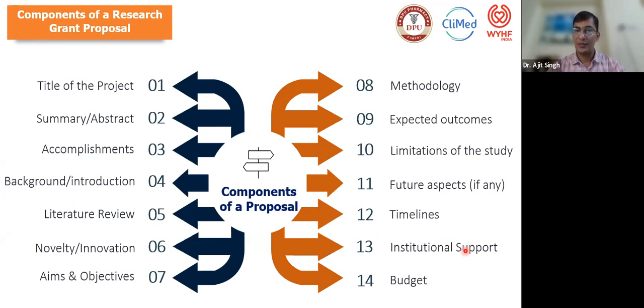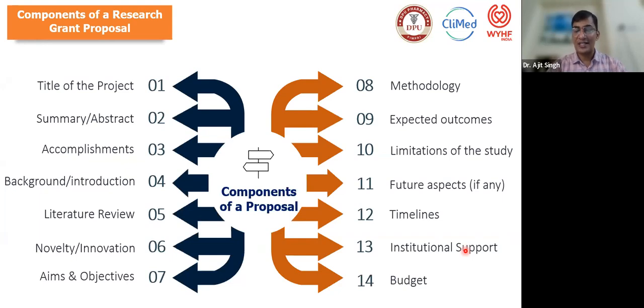Title of the project, summary or abstract, accomplishments, background or introduction, literature review, innovation, aims and objectives, methodology, expected outcomes, limitations, future aspects, timelines, institutional support, and budget at the end to complete the research for the entire duration. Those are the components of a research grant proposal.